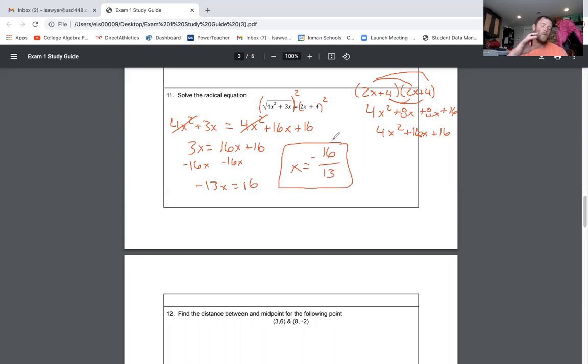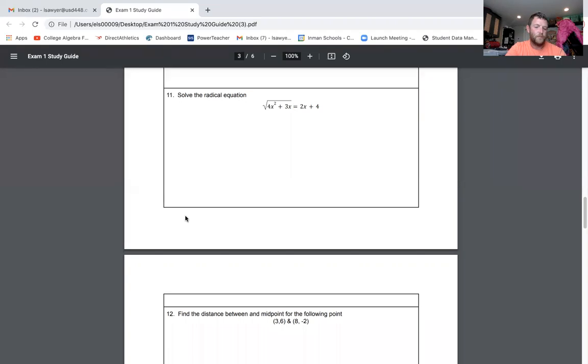Okay. If they wouldn't have given you one that crossed off, you would have to use then the quadratic equation or factoring or whatever. Okay, but they're going to give you something that crosses off. They're going to give you something that can work out pretty easily like that. Okay. Next one.